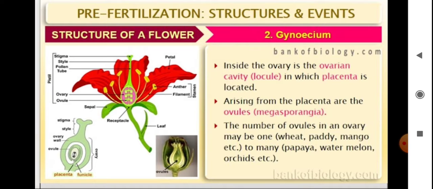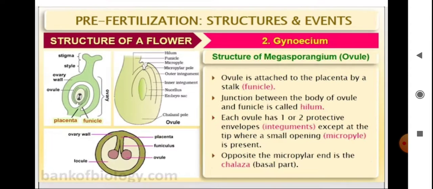Those ovules are nothing but the megasporangia. The number of ovules in the ovary may be one, like wheat, paddy, mango, they all have only one ovule, whereas there are too many in papaya, watermelon, orchids. Now let us see the structure of the megasporangium. So megasporangium is nothing but the ovule.